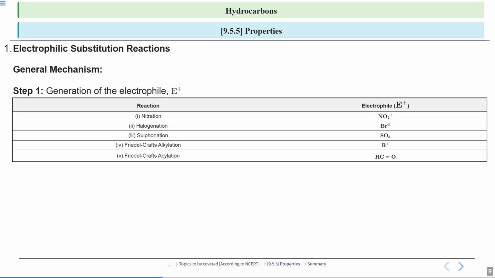Then for Friedel-Crafts alkylation, the electrophile is R plus, meaning an alkyl cation. For Friedel-Crafts acylation, electrophile is an acyl cation, that means RCO plus. Each reaction has its own unique electrophile, and knowing this helps us to predict the product. Notice how the structures of the electrophile change depending on the reaction condition.